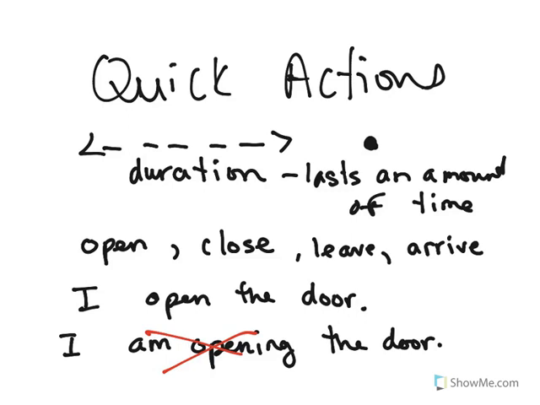Same idea with leave or arrive, right? I'm there, I'm there, I'm there, and then all of a sudden I decide it's time to go, and I leave. Or I'm coming, I'm coming, I'm on my way, I'm coming, and then I'm there, I arrive. So those quick actions also cannot be used in the progressive tense, because in their meaning, there's no amount of time. There's no length of time. There's no duration. So you can't use them with the progressive tense. Okay? I hope that helps. And that's the end of progressive.